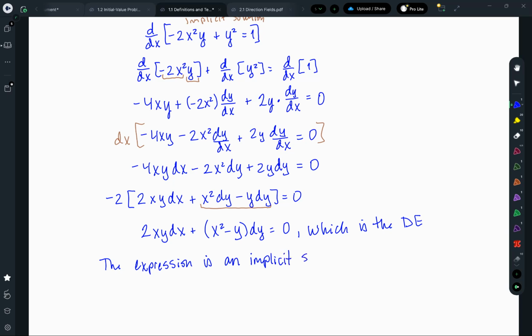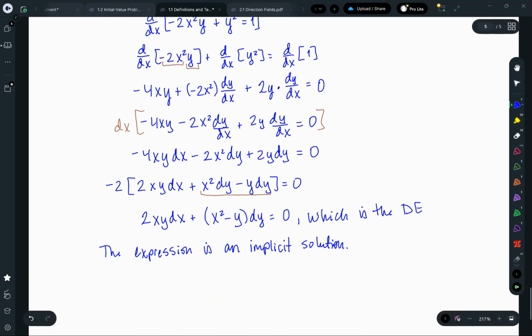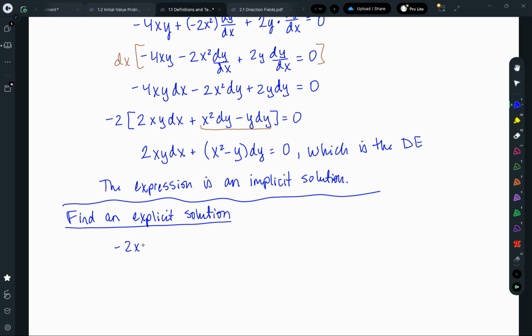Now, they want us to do something a little bit more. They want us to come up with an explicit solution. And so that means we're supposed to play with this minus 2x squared y plus y squared equals 1 and solve for y. Okay, so let's see if we can do that. I'll write it again down here. So let's find an explicit solution, because it says find at least one.